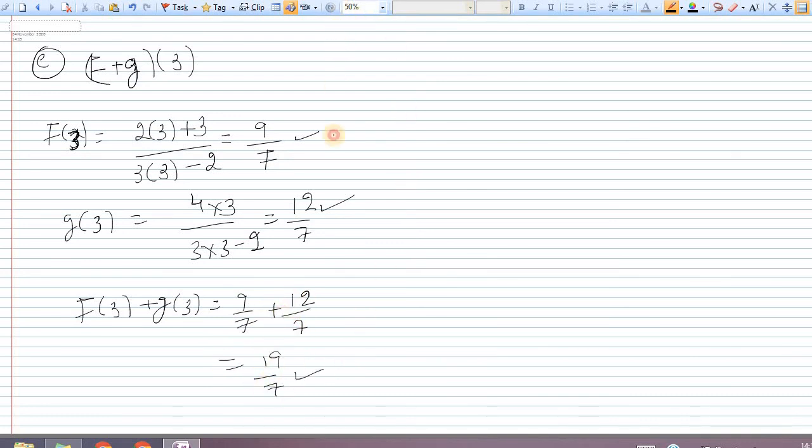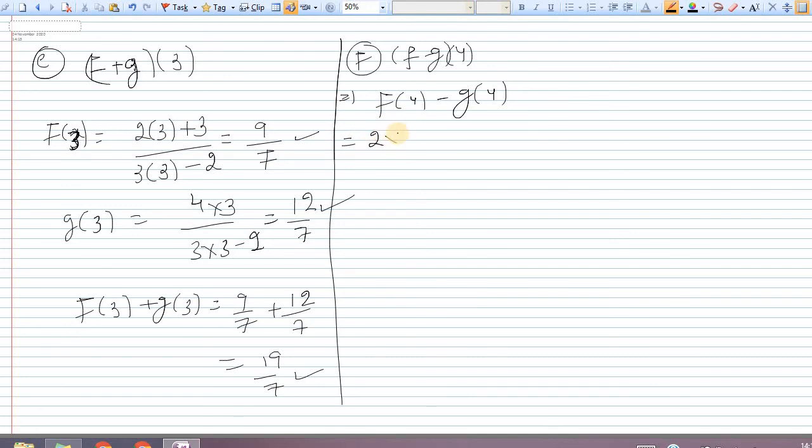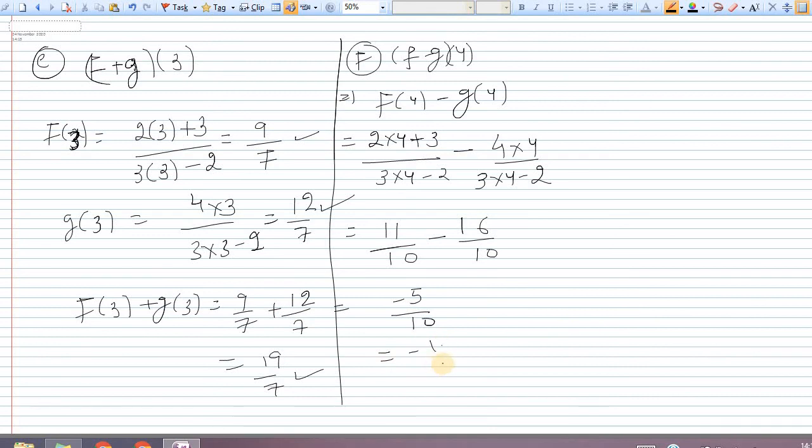Okay, now coming to our next part, it says (f-g)(4). Now we will calculate f(4) - g(4). So it would be (2·4+3)/(3·4-2) minus g(4), that is 4·4/(3·4-2). So it would be (8+3)/10, 11/10, minus 16/10. So it would be -5/10, and that is -1/2.